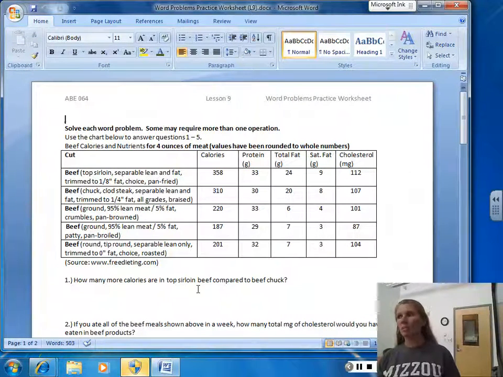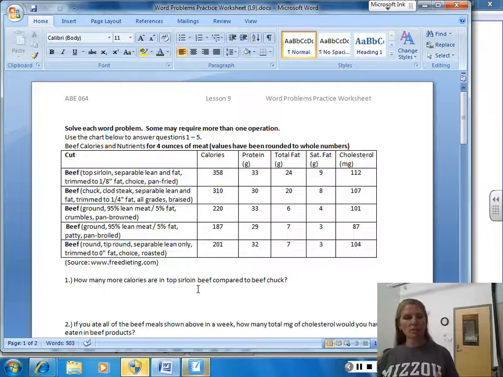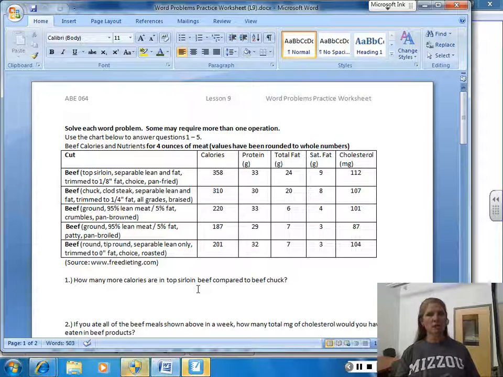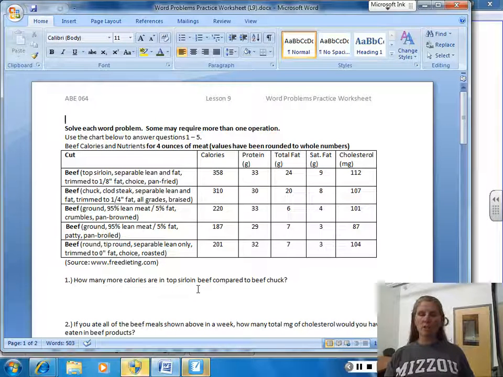Word problems. We've been having word problems in most of the assignments already, but today we're going to just have word problems that are all mixed in. You have to decide whether you're adding, subtracting, multiplying, or dividing to do them. The first 5 questions come from answering questions from the chart that you see here on the screen.